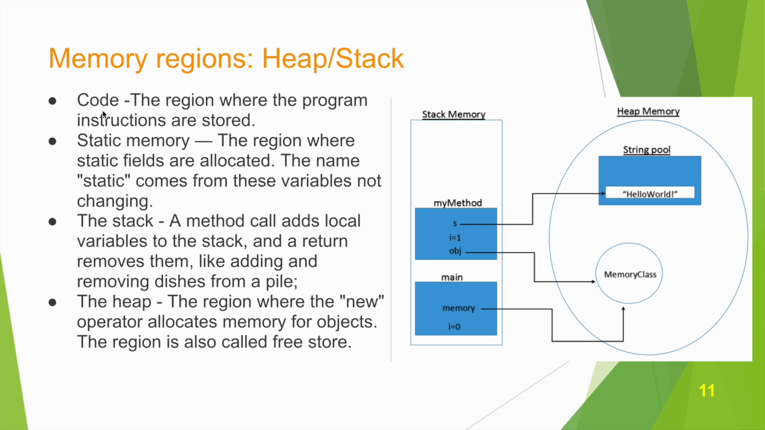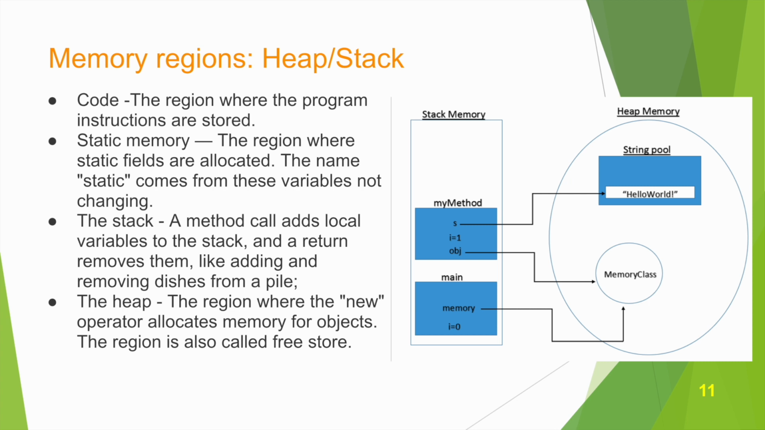When we write a program, the instructions that we write are stored in a memory block called code. The region where the allocated variables are stored is called static memory, and the name static comes from these variables not changing. We have a stack memory.